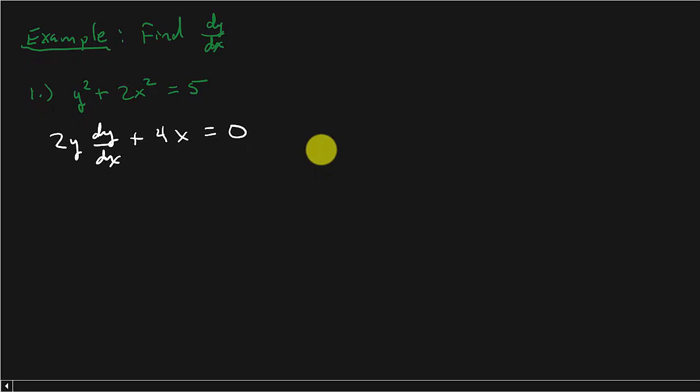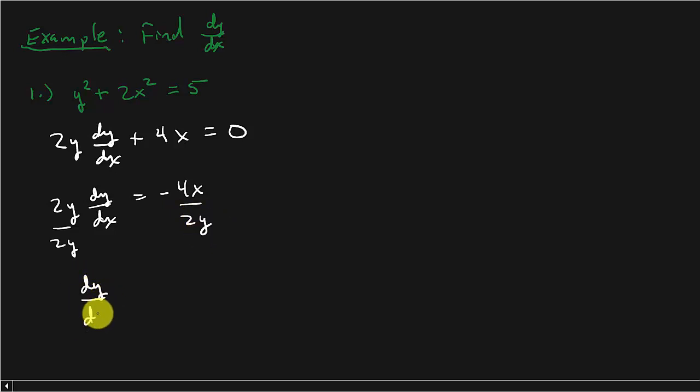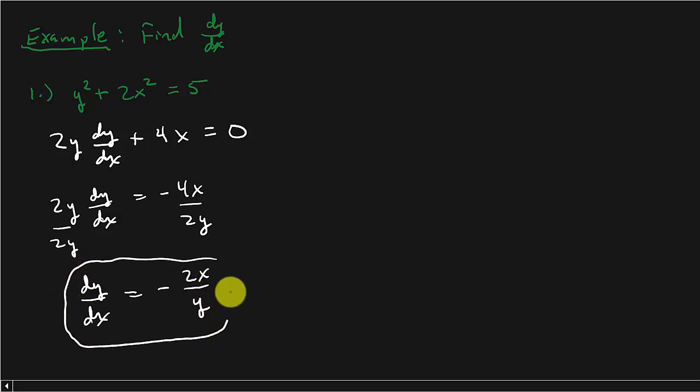So we took the derivative. Now what do we do? It said solve for dy/dx. So I've got 2y times dy/dx equals negative 4x. Divide everything by 2y, and we get dy/dx equals negative 2x over y. And there's your derivative.